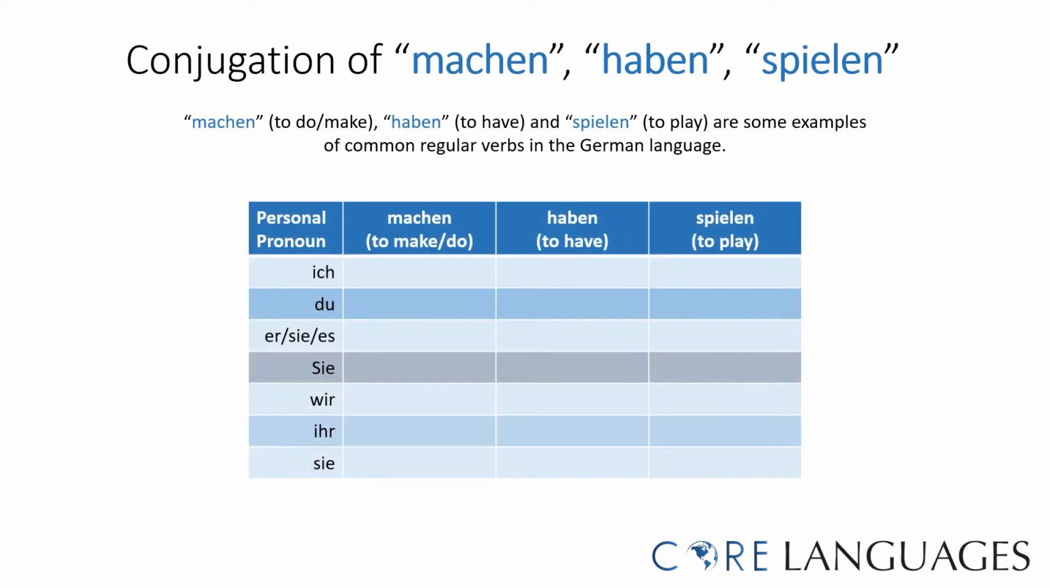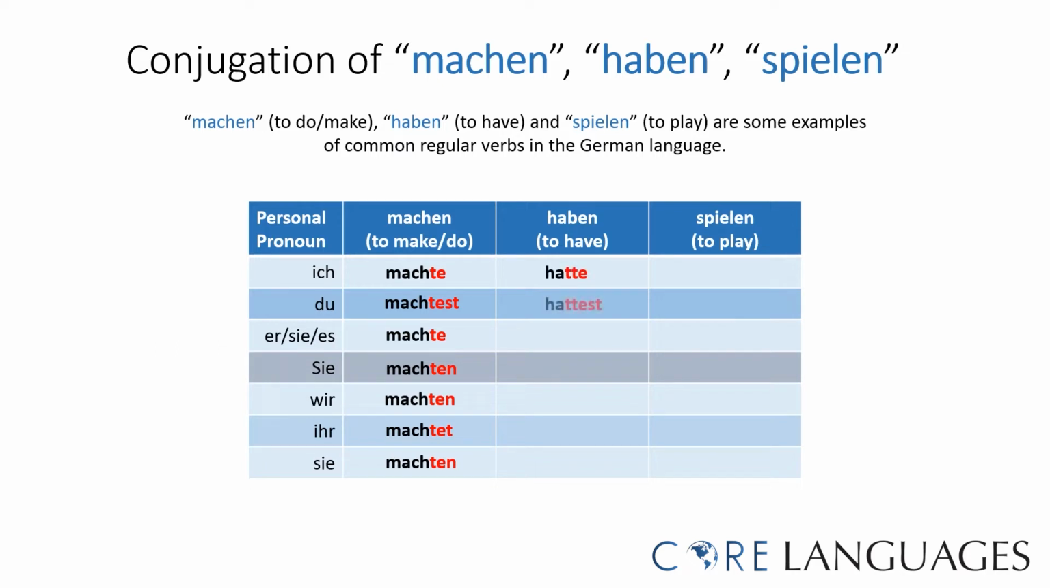Here's the conjugation for machen. Feel free to repeat after me. Ich machte. I made or I did. Du machtest. Er, sie, es machte. Sie machten. Wir machten. Ihr machtet. Sie machten.